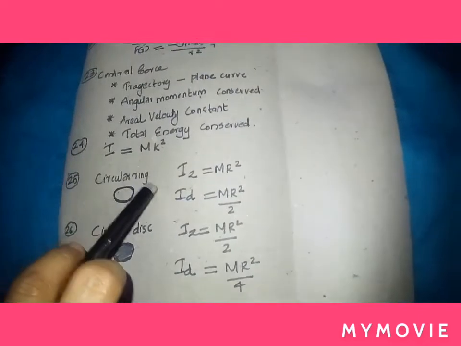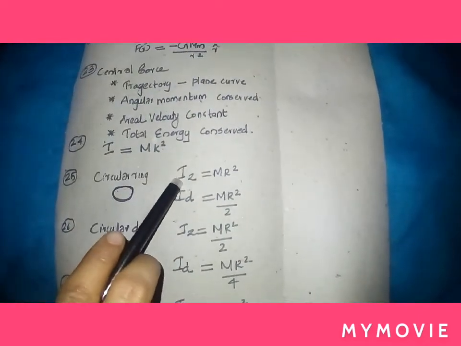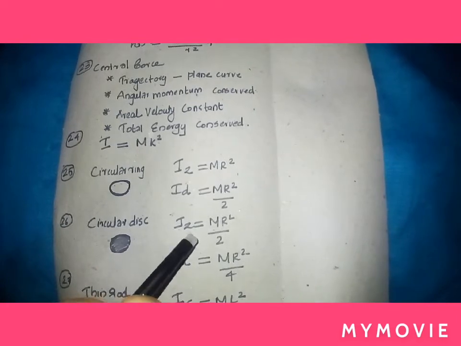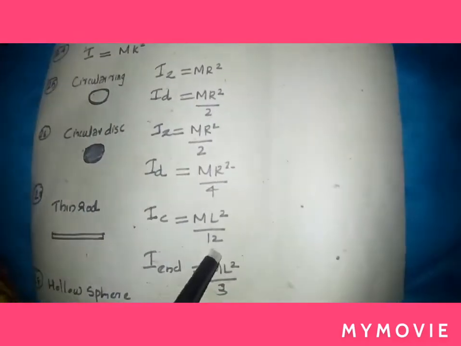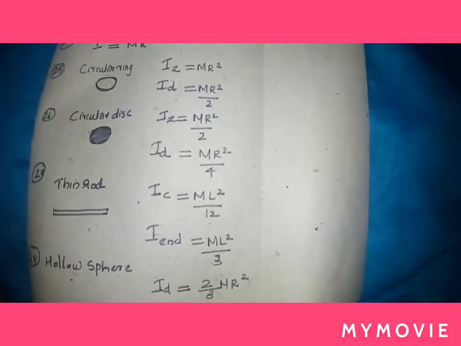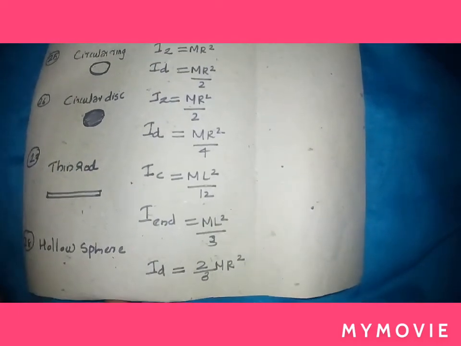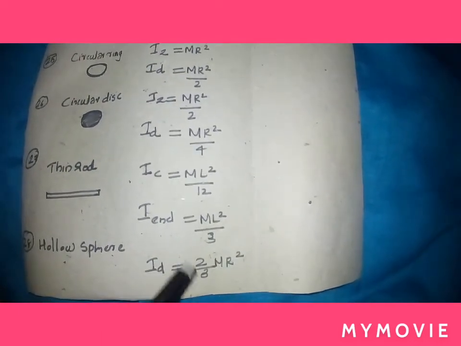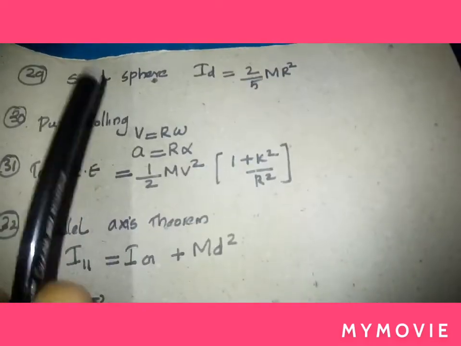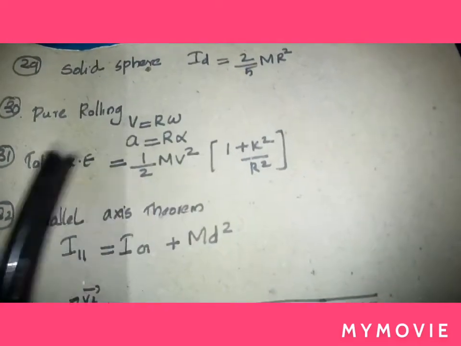For a circular ring through the center of mass, Iz is equal to mr square. Id, the diameter moment of inertia, is mr square by 2. Circular disc: Iz is equal to mr square by 2, Id is equal to mr square by 4. Thin rod: center of mass moment of inertia is ml square by 12, and about the end, ml square by 3. For hollow sphere, Id is equal to 2 by 3 mr square. For solid sphere, Id is equal to 2 by 5 mr square.